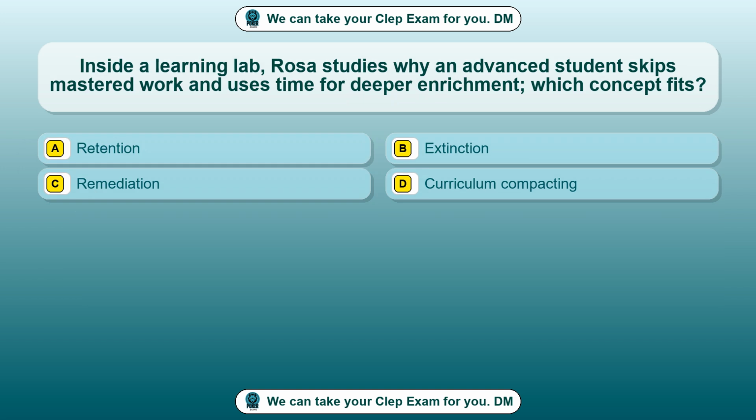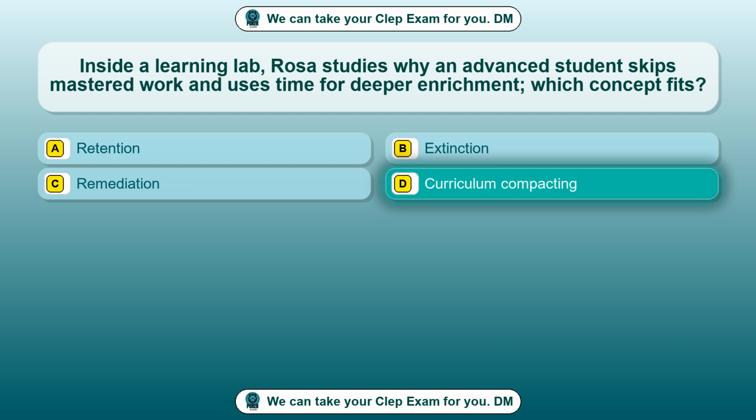Question 68. Inside a learning lab, Rosa studies why an advanced student skips mastered work and uses time for deeper enrichment. Which concept fits? Option A, retention. Option B, extinction. Option C, remediation. Option D, curriculum compacting. The correct answer is option D.